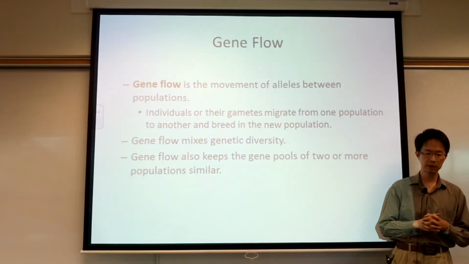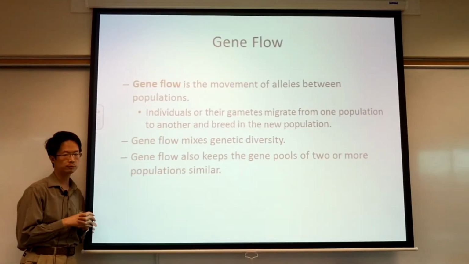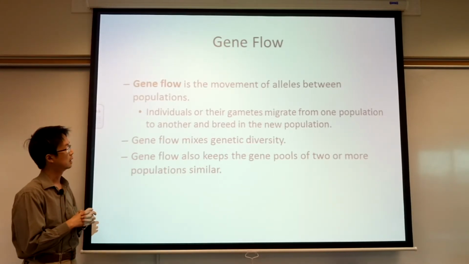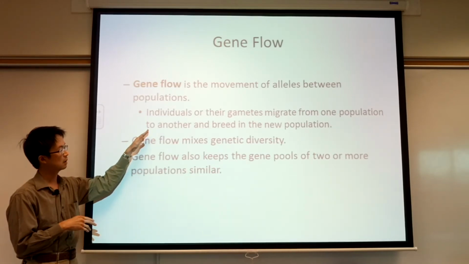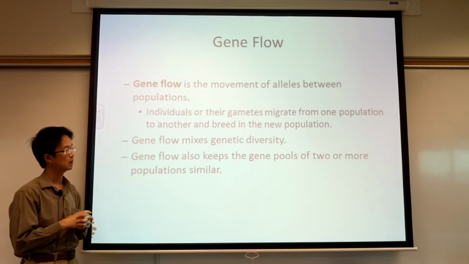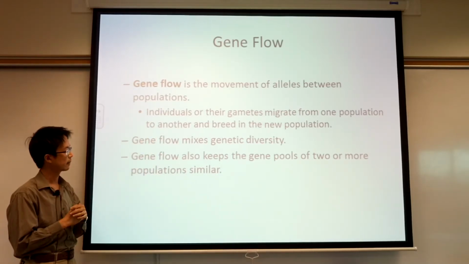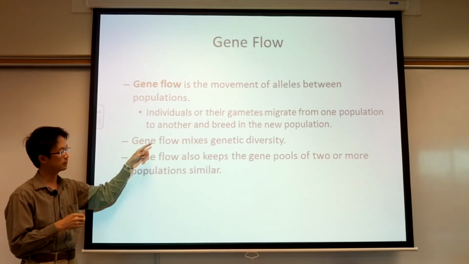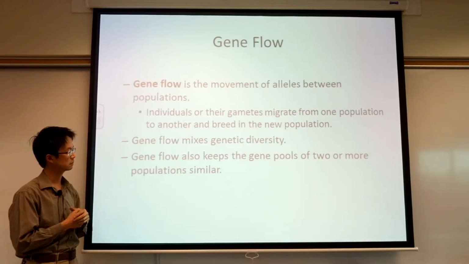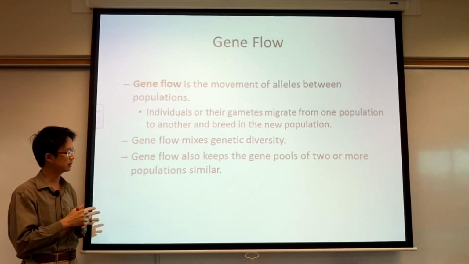The next one is gene flow. Gene flow is the movement of alleles between populations. An example of this is the migration of human beings. Individuals or gametes go from one population to another population. And migration is actually good because it increases the genetic diversity. Gene flow also keeps the gene pool of 2 or more populations similar.